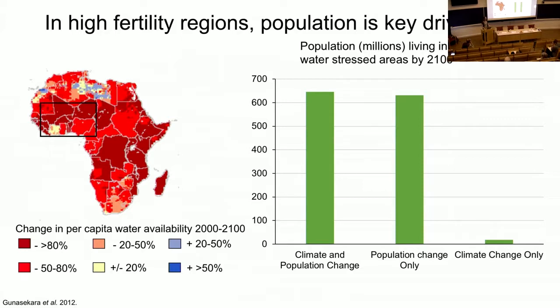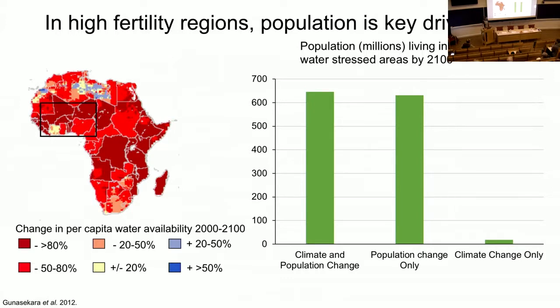But that's not to minimize the effect of climate change. Obviously, we need to address both climate change and population growth, but what's often missing is that we're not addressing population growth and we're only addressing climate change. But as you see here, if we were to address climate change and not address population growth, there would still be millions of people living in water-stressed areas. So it's not enough to address one factor and ignore the other, but we must address both.